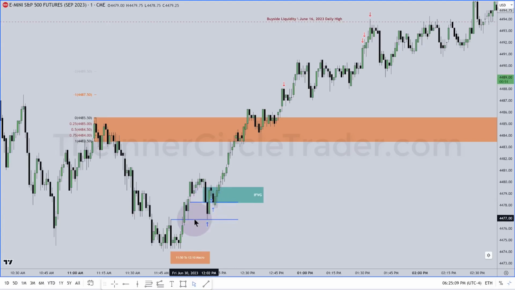It's defined by this level and that level. Then I'm buying what? Consequent encroachment of the inversion fair value gap, which is this level here. I expect this to be support and find a point of accumulation to send it higher, to attack buy side liquidity and draw up into the high on the 16th of June, 2023. So I'm using these reference points like rungs on a ladder, okay? Or think of it like a mountain climber, okay?